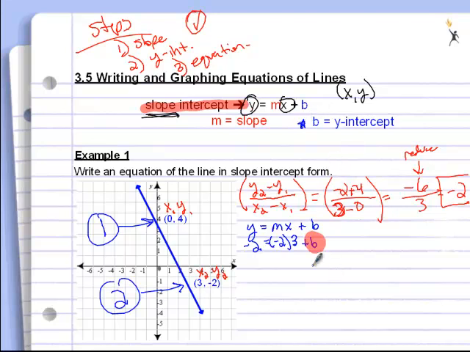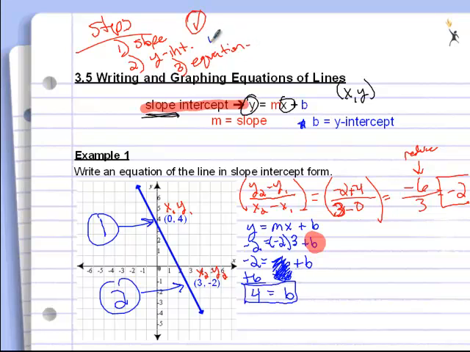So I can use my algebra to solve for b. Negative 2 times 3 is a negative 6. I drop down everything else because I didn't do anything with it. In order to get b by itself, I need to get rid of this 6. So I'm going to add 6 to both sides so that these cancel out, and so I get b by itself. Negative 2 plus 6 is 4. I found my b.